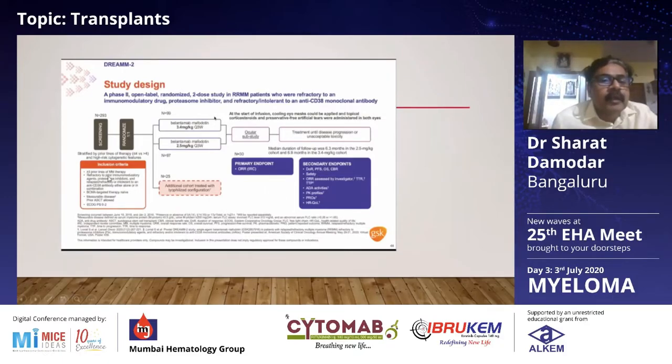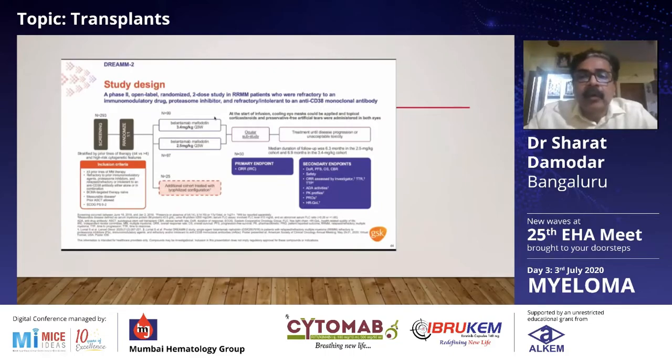Most of them would have had, the inclusion was more than 3 prior lines of therapy. They were refractory to one of these drugs, and clearly they hadn't had any other BCMA targeted therapy in the past. And this was the subset which was looked at. Clearly, this drug has a lot of ocular toxicity, which is already known as one of its complications, and thereby also looking at the side effects which are encountered in the study.